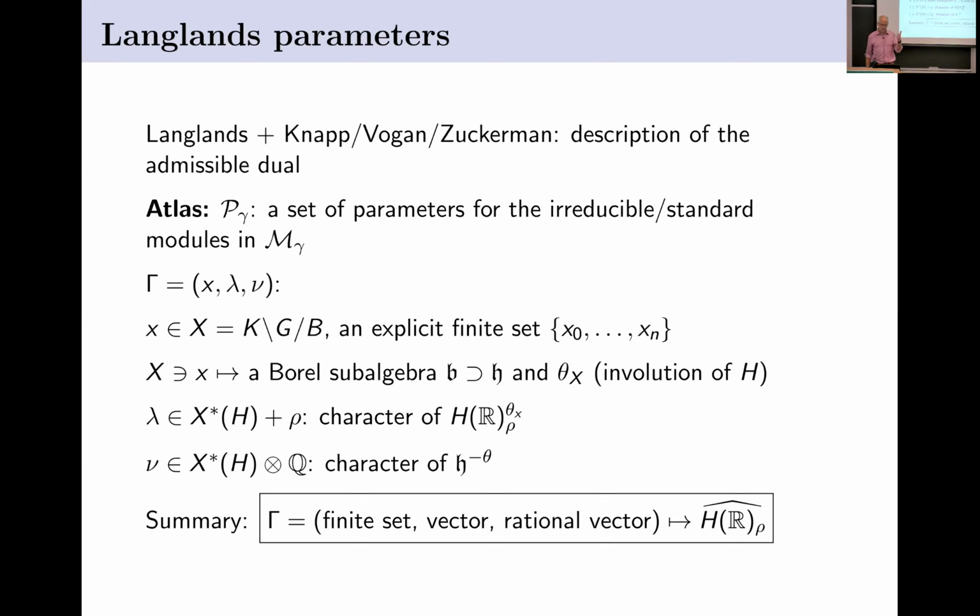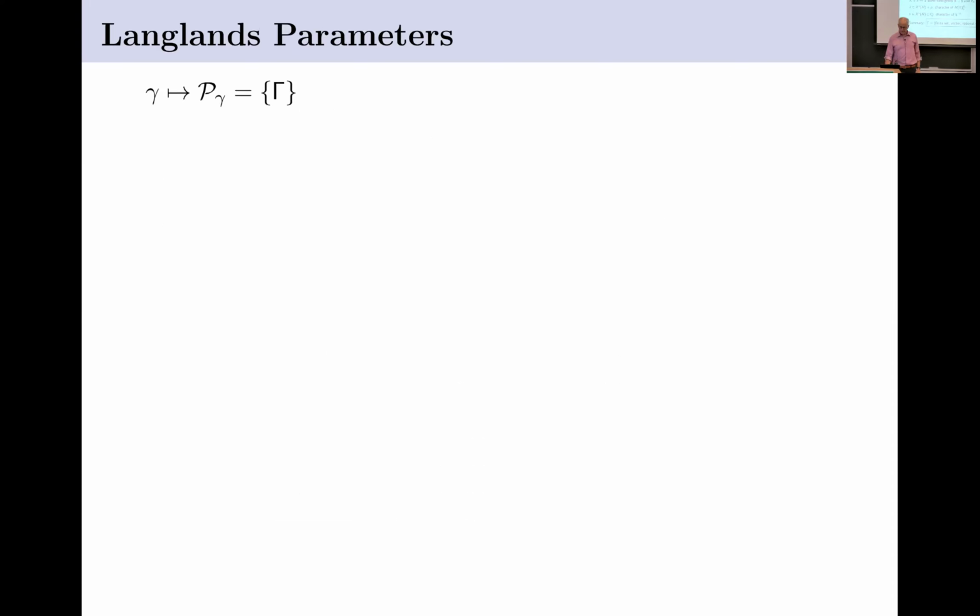So the summary of all of this is that gamma, you just think of it as three pieces of data. It's a finite set, an n-vector where n is the rank, and a rational vector of the same size. And that vector is really a plus rho, but never mind. That's the kind of data that parameterizes a representation. Altogether, those things give you a character of this real Cartan subgroup. First of all, they give you a real version of the Cartan from theta and a character of it. And roughly speaking, that's what you need to make a representation.